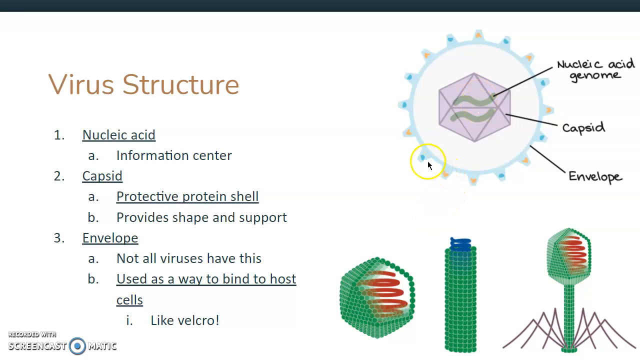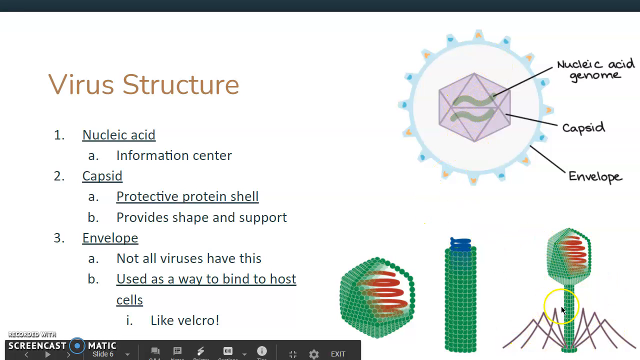But this can attach to the outside of a cell, and then the virus can push the nucleic acid it has into the cell. This shape of a virus would lend itself very well as the legs could attach to the outside of the cell, and then all this information can get pushed down this central tube to go inside the virus, or sorry, inside the cell.